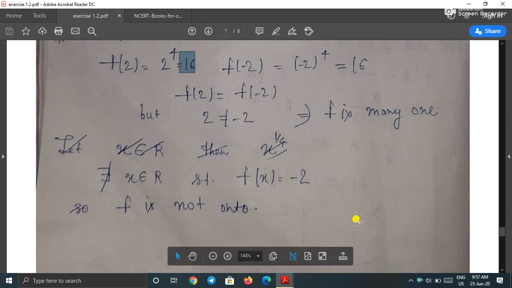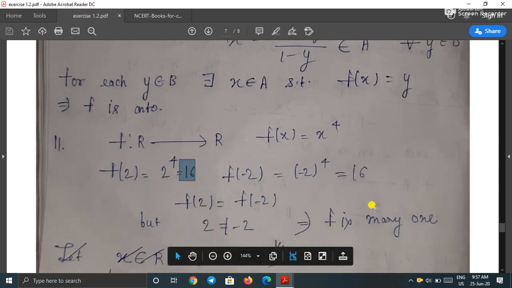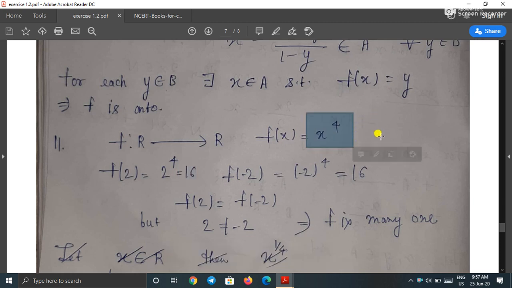Okay, is it clear? So the function is many one. Now check the surjectivity of the function. X raised to the power 4, even power of a real number always gives the positive value. Okay, it means that the range set contains only positive real numbers, but codomain is the set of all real numbers. I am again repeating, range set is the positive real numbers and codomain is all real numbers, means codomain is not equal to range. This shows that the function f is not onto.